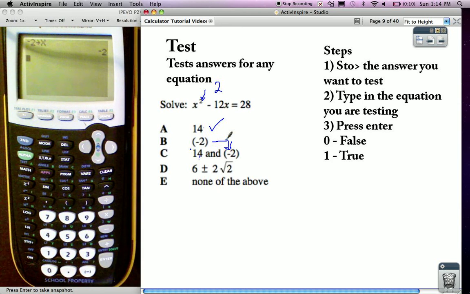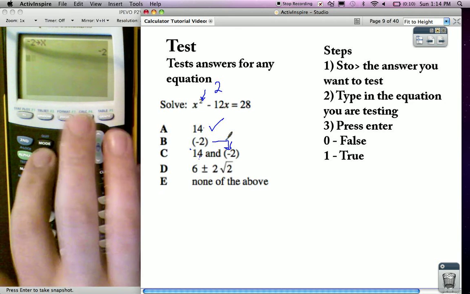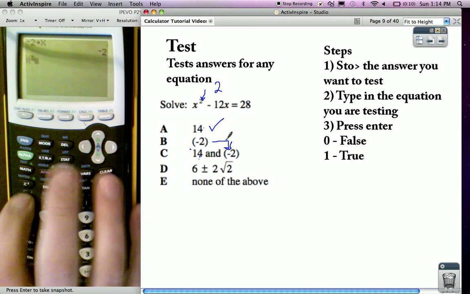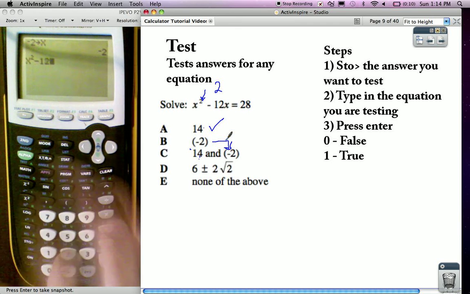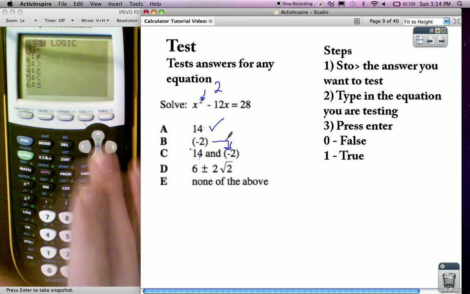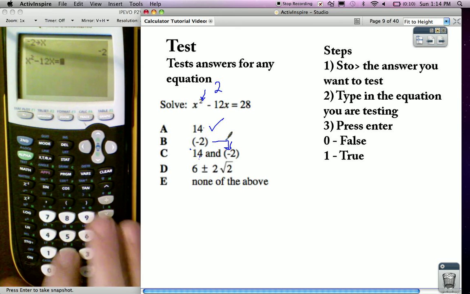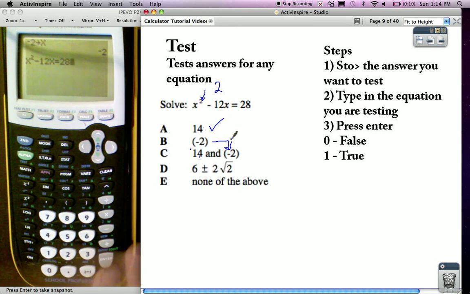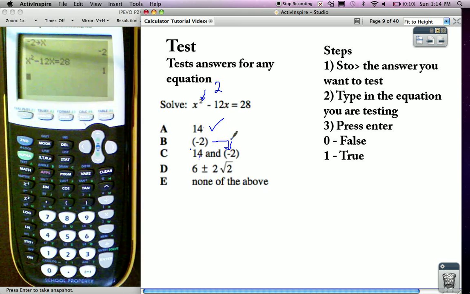I hit enter, and then I type this in again, x squared minus 12x, second test, equals 28. I hit enter. It says 1. It's true. Since it's a second degree, there are only 2 possible answers. Since both of these are correct, that is it. No need to go on. I hope these help you on your final.